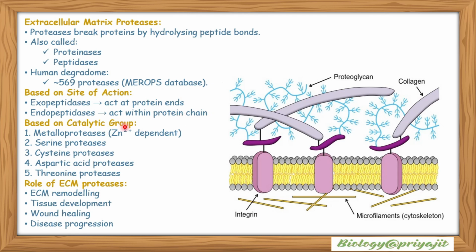Based on the catalytic group, there are metalloproteinases, which are zinc dependent, serine proteases, cysteine proteases, aspartic acid proteases, and threonine proteases. Role of ECM proteases: they are involved in ECM remodeling, tissue development, wound healing, and disease progression.